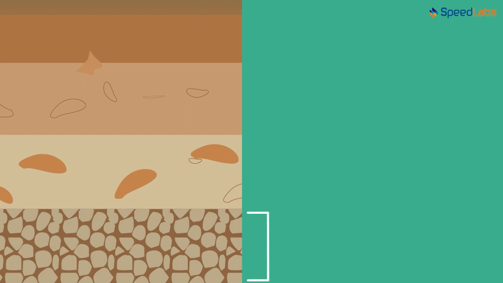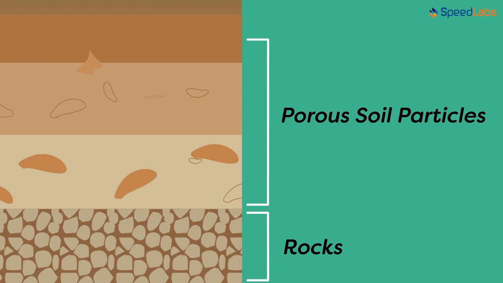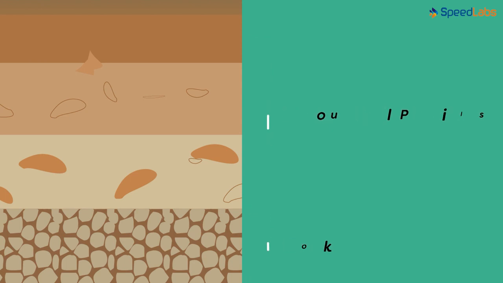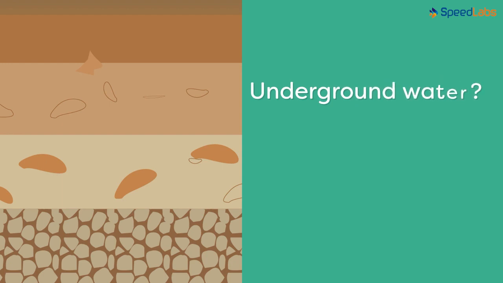We know that this region at the bottom is composed of rocks, and as we go higher, the number of rocks decreases and the soil particles which are porous and permeable increase in amount. Now where do you think the underground water will be? Many think it's in the layer of soil above the rocks, but surprisingly, that's not the case.